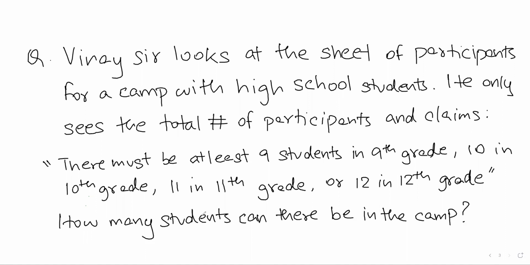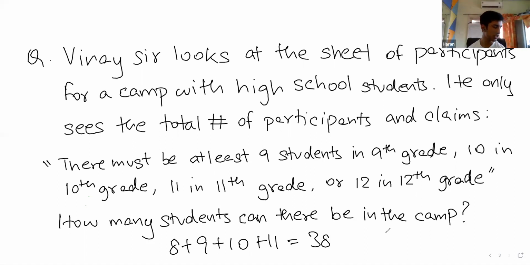And now, since you talked about negations, we could take that we don't have 9 students in ninth grade. We can say we have less than 9 students in ninth grade, less than 10 students in 10th grade, less than 11 students in 11th grade, and less than 12 students in 12th grade. So I think the worst case scenario is 8 plus 9 plus 10 plus 11, and that becomes 38.